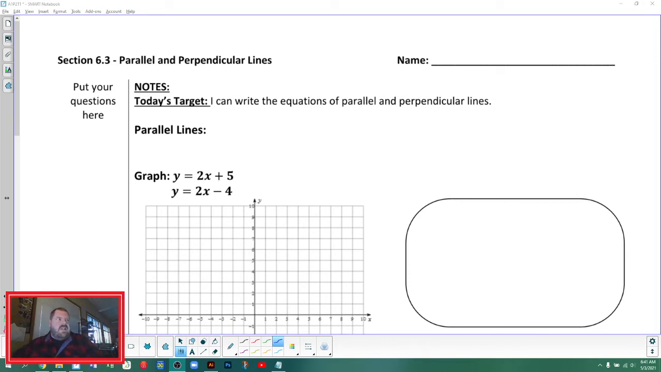Hello and welcome to the Section 6.3 lecture today. Today we're going to talk about writing equations of parallel and perpendicular lines.